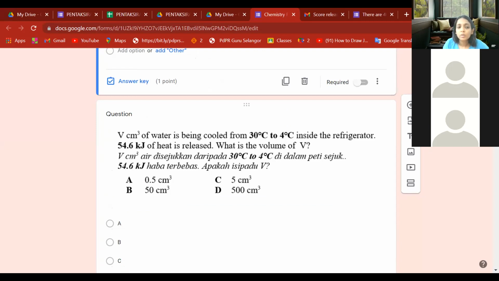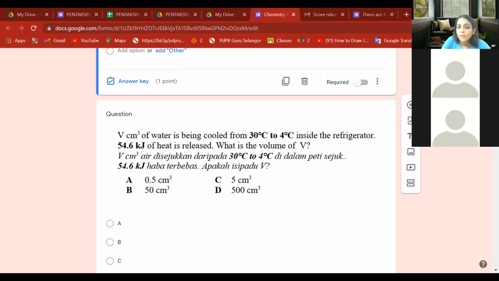So look at the second question. What do you think is the formula that teacher is going to use here? Or which chapter is this? Rate of reaction, teacher. No. Heat. One of the heat, teacher. Correct. One of the heat is what chapter? Thermochemistry, teacher. Correct. Thermochemistry.